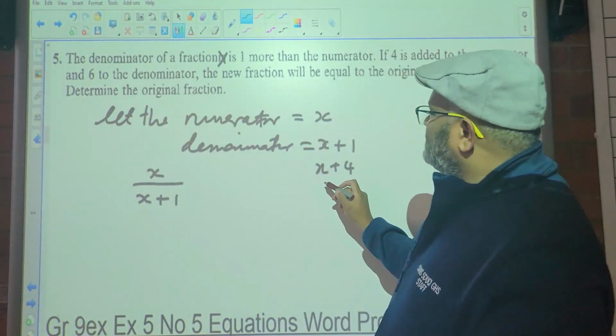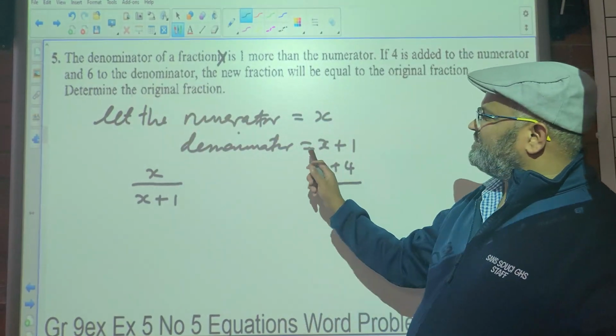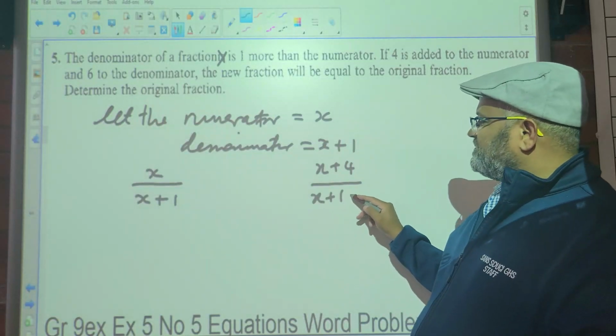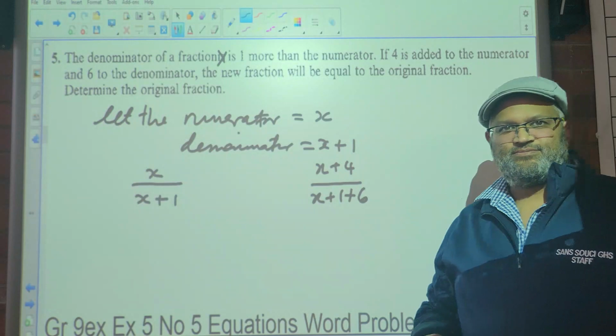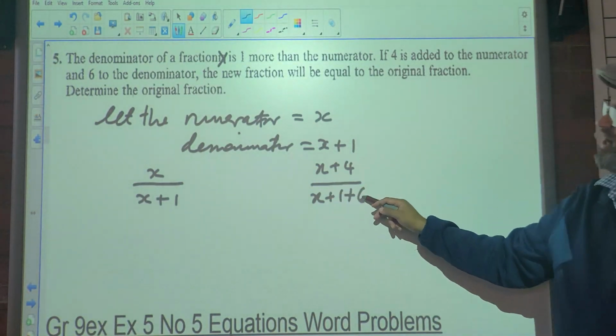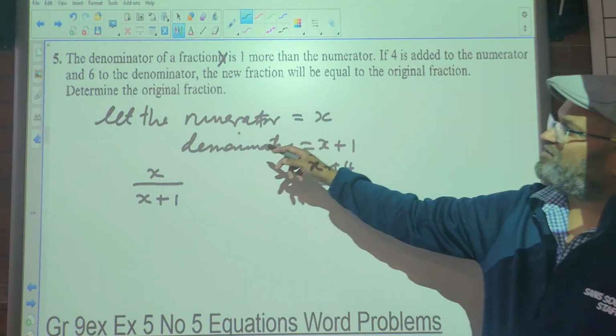And 6 is added to the denominator. What is the denominator? x plus 1. So 6 is added, so it's x plus 1 plus 6. The new fraction, which is this one, will be equal to the original fraction.